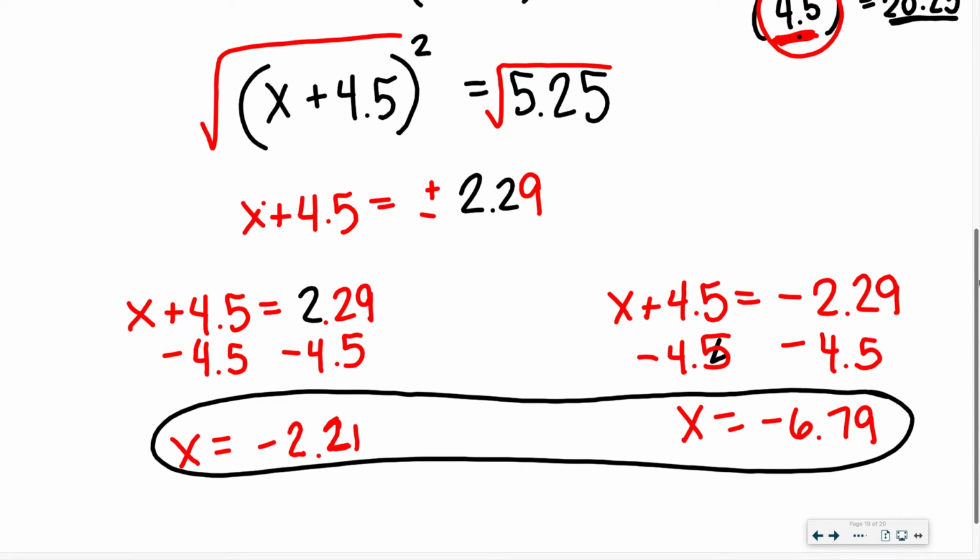I'm going to post a YouTube video with a little tutorial and 3 practice problems, all 3 of which are factorable. It's so much easier to practice this with quadratics that are factorable. We're going to do one right now.